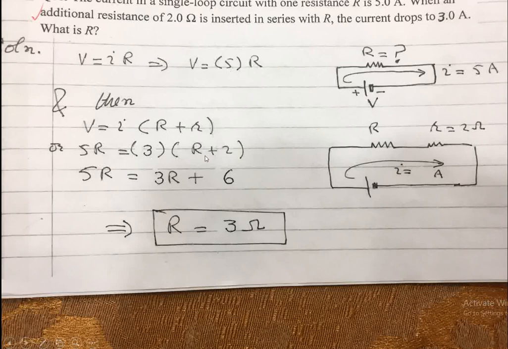Now if you look at the whole equation, there is only one unknown term, which is R. Use your mathematics: multiply, rearrange the terms, and you will get the value of R. 3 multiplied by R is 3R, 3 multiplied by 2 is 6. Therefore 5R is equal to 3R plus 6. Therefore R will be 3 ohms. So these are the simple questions we have to look into.